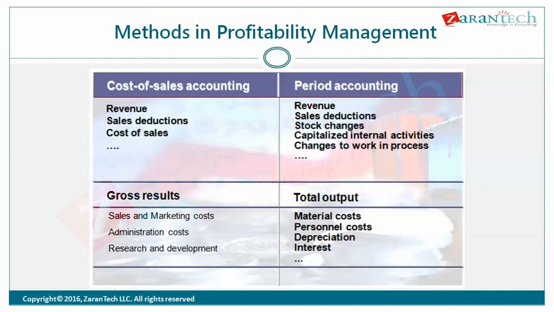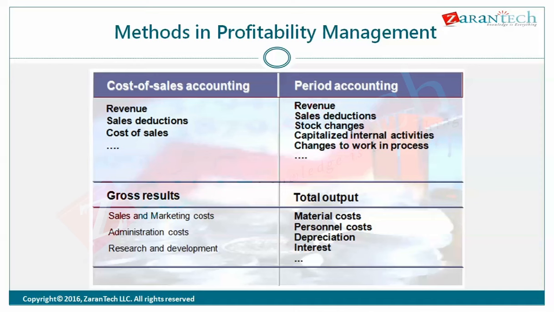In period accounting, you have revenue, you have sales reduction, then you have stock changes. You have capitalized internal activities and changes to WIP. So all these are also taken care of in period accounting, because in period accounting you have to report all that you have done in the period. It's not just about the COGS, it's not just about the cost of sales. Whatever has been done in the period.